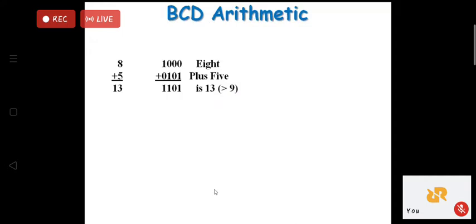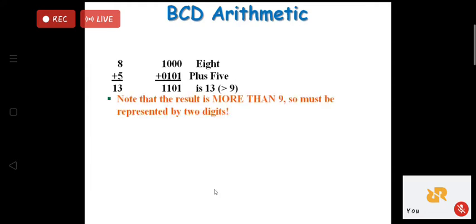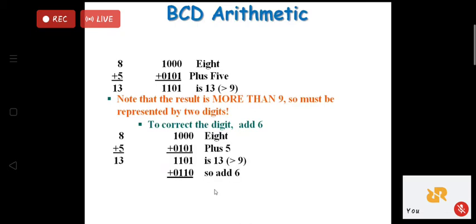8 plus 5, you can try. This I have given in my slides. You can try later on. Result is more than 9, so it must be represented by 2 digits. To correct the digit, add 6. Like this, you have to write it in the answer. So I have typed this slide for you step by step on how to write it. This slide will explain how to write this as an answer.